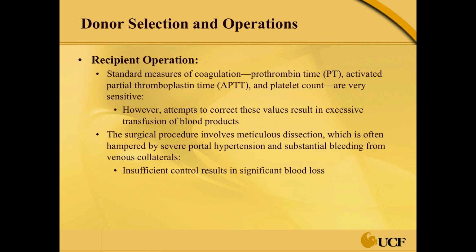So the surgical procedure involves meticulous dissection, which is often hampered by severe portal hypertension and substantial bleeding from the venous collaterals. And obviously, if we don't sufficiently control the hemorrhage that's associated with this procedure, then we're going to have significant blood loss. We're going to reduce cerebral brain perfusion and flow and give them a stroke, and we're going to cause lots of other problems like hemodynamic instability and other issues as well.